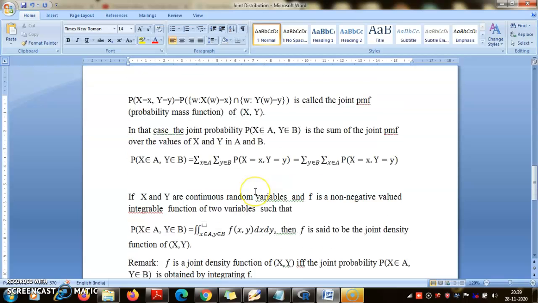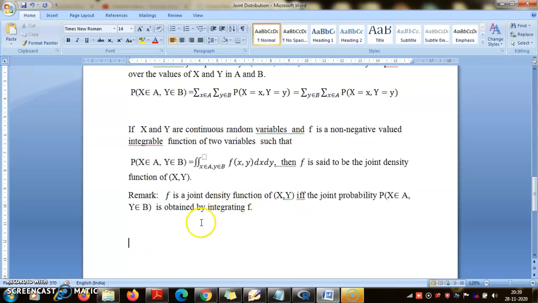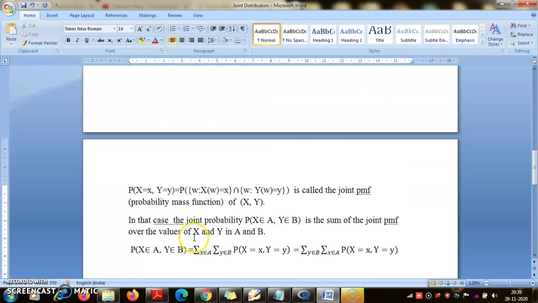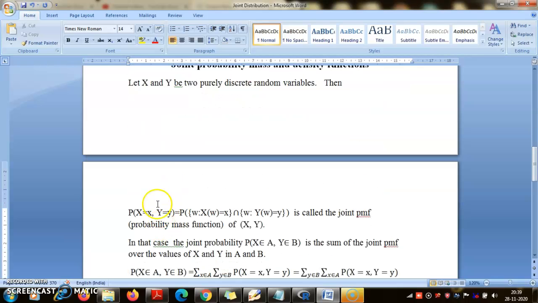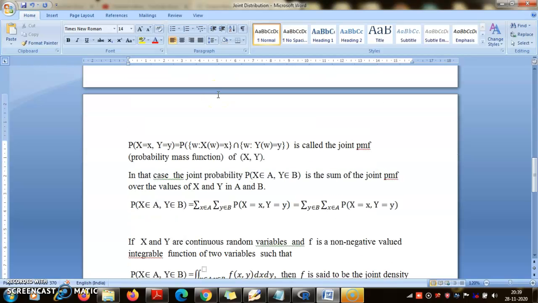Now I have not written this here, but let me ask you, if you go back to this concept of joint density, can you tell me what will happen if X and Y are two independent discrete random variables? In that case, what will this joint PMF be equal to? The probability that X equals x intersection Y equals y. Can I express it as the product of the individual probabilities? Yes or no?